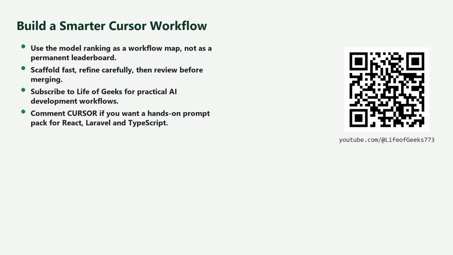Use the ranking as a map, not as a permanent truth, because model quality changes quickly. What should not change is your process. Choose based on the task, control the scope, validate the output, and review before merging.